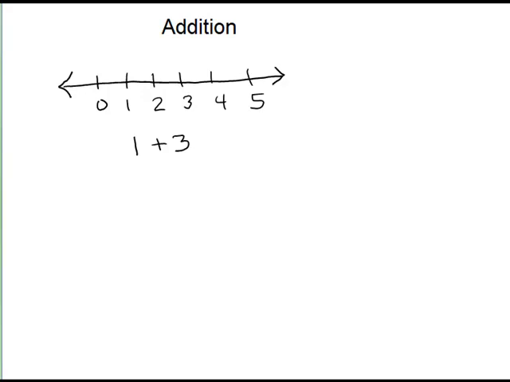I do it a little different from the book. I just go ahead and start at the first number instead of starting at 0. They always start at 0 and move to the first number. But we'll just take a little shortcut. We'll start at the first number, so we're starting at 1.